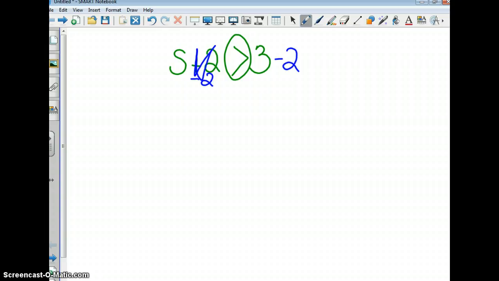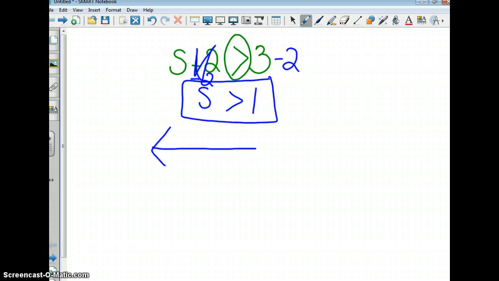This all cancels out. I'm left with s is greater than, what is 3 minus 2? 1. You know how to solve that problem right there. Graph it for me. Draw this on a number line. Okay, here's my 1. Then I would put 0, negative 1, negative 2. Here's 2, 3, 4.